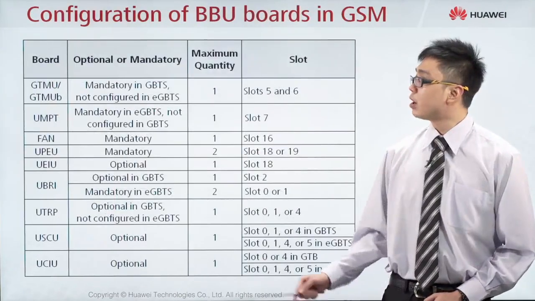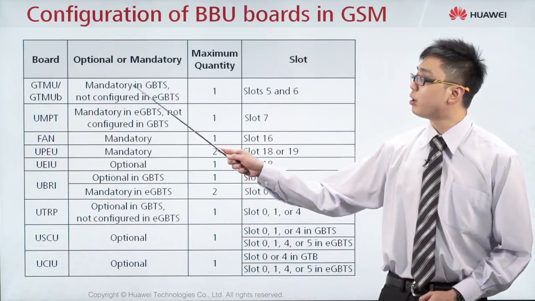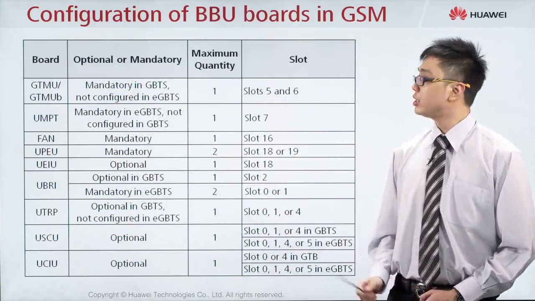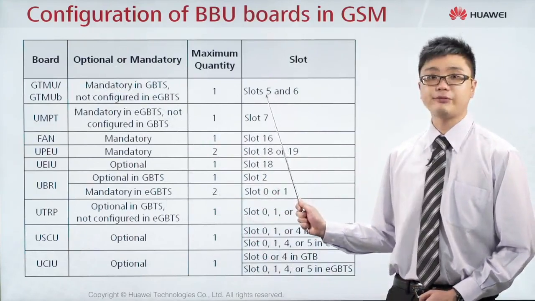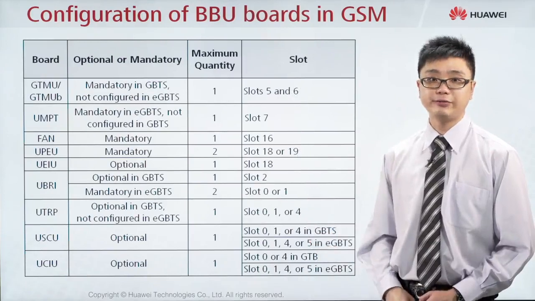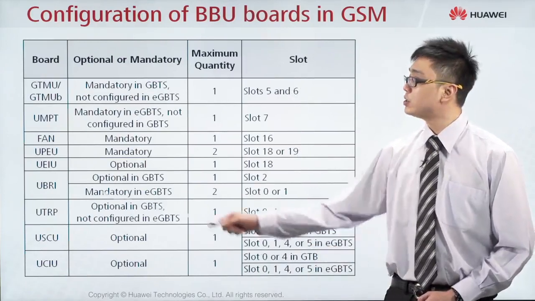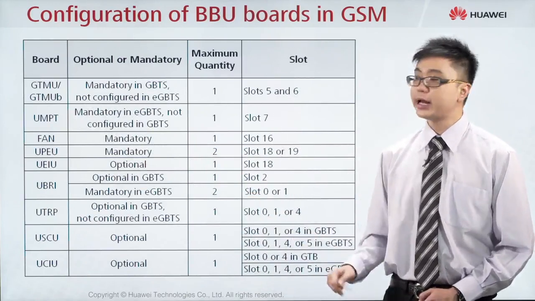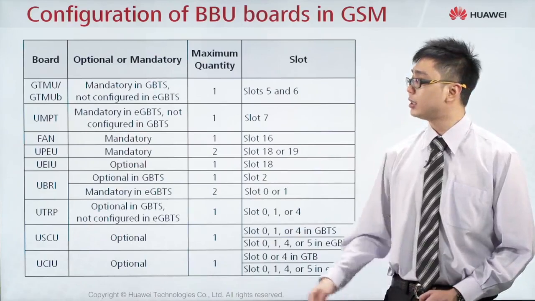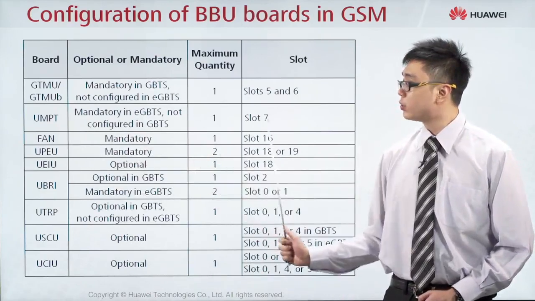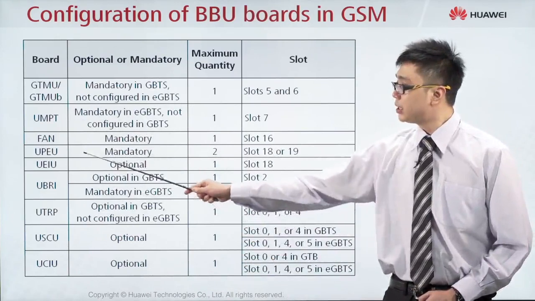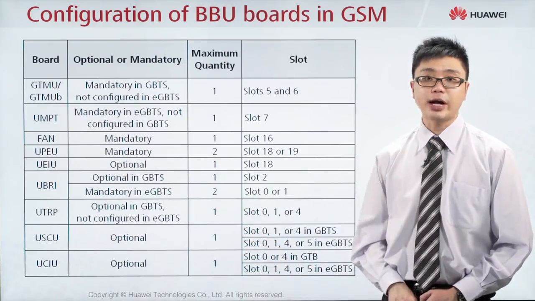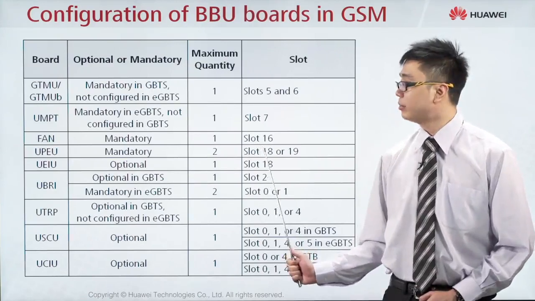Here is an example of the slots that you can put boards in. Let's say for example, you support GBTS. This is the board that you can put inside, the GTMU board. And the GTMU board is always located at slots 5 and 6. This is already fixed and it's mandatory. In case you are using a UMPT board, normally we will put it at slot number 7. And then the remaining slots are exactly as I mentioned just now. Fan is always located at slot number 16. UPEU board is always located at number 19. If you need extra power or an extra external alarm, you can put it at slot number 18.